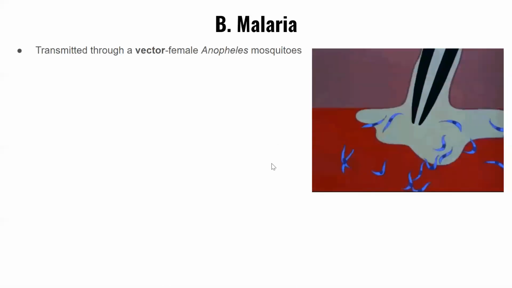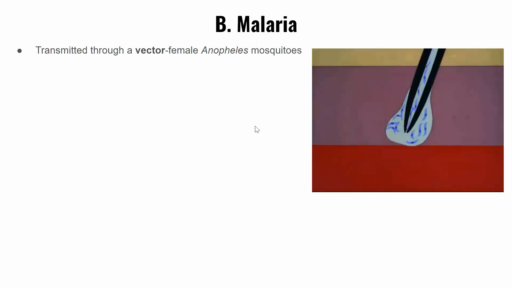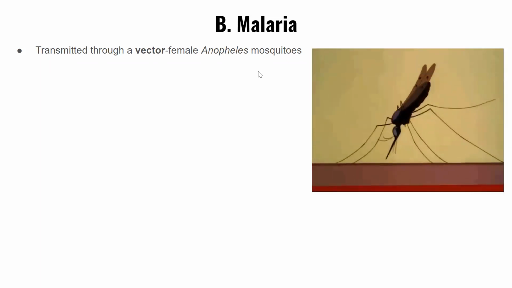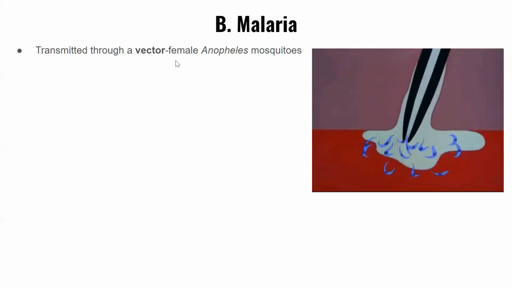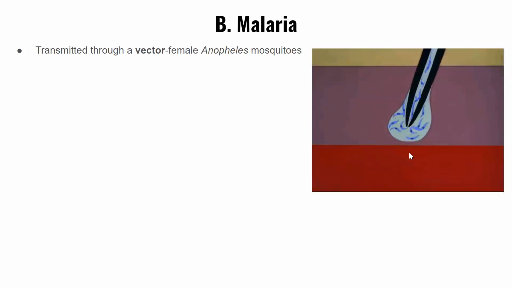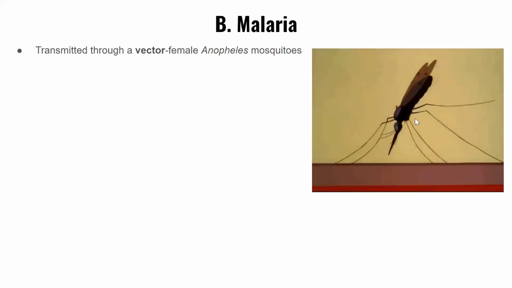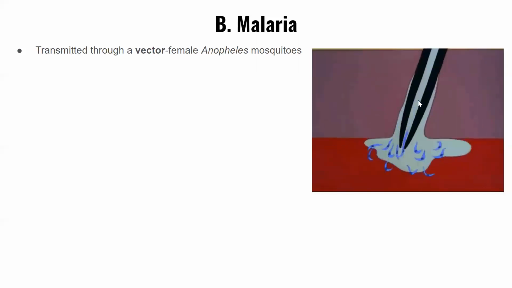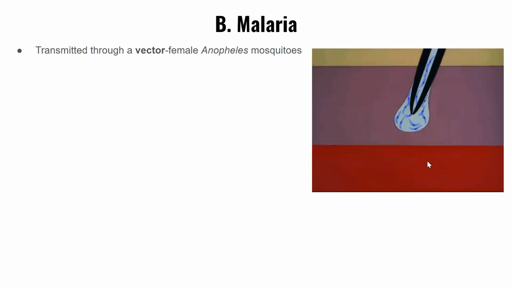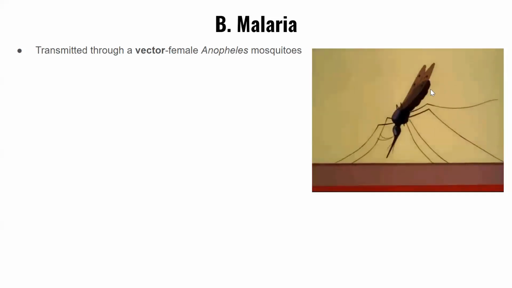So malaria. Malaria is transmitted through a vector, and that vector is a female Anopheles mosquito. Please note, a vector is not the causative agent. A vector is only the carrier of the causative agent. In this picture, the vector is the mosquito. When it is piercing its mouth into the human skin, its saliva contains the malarial parasite, which is entering the human blood. So the parasite is sitting inside the mouth of the mosquito and waiting.